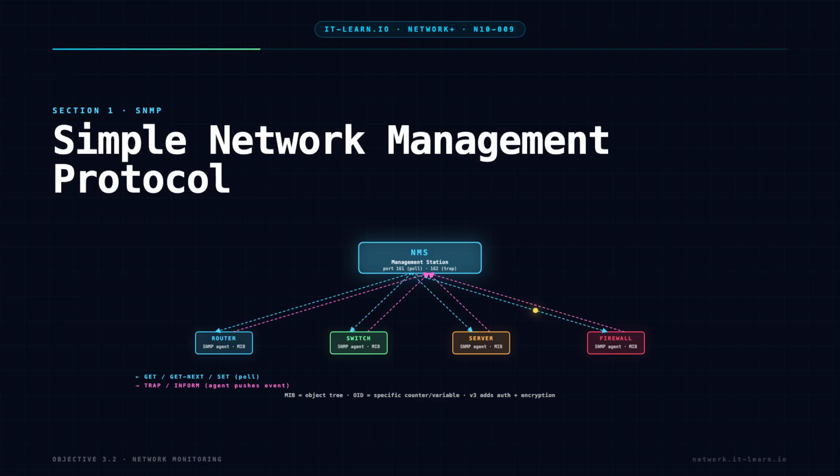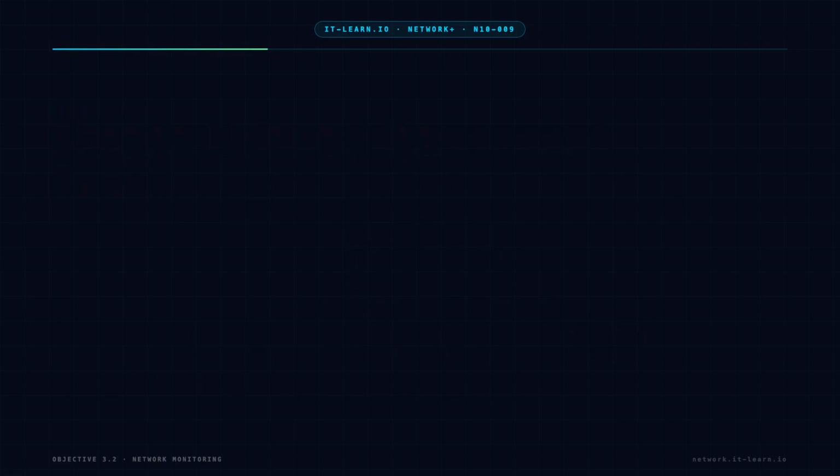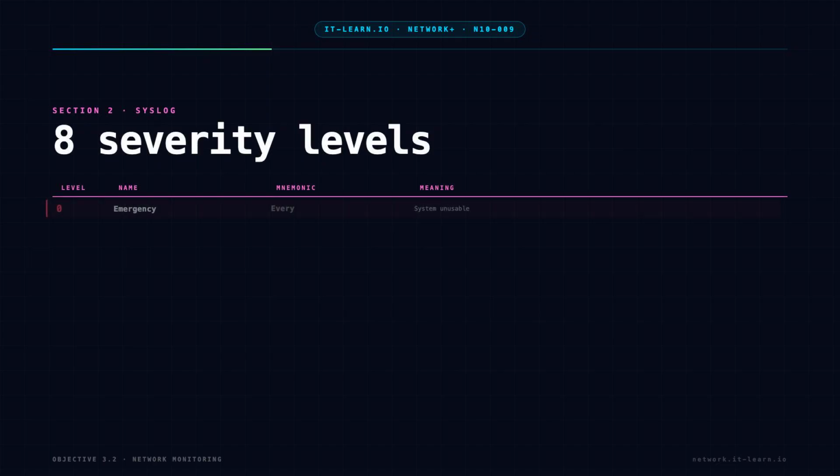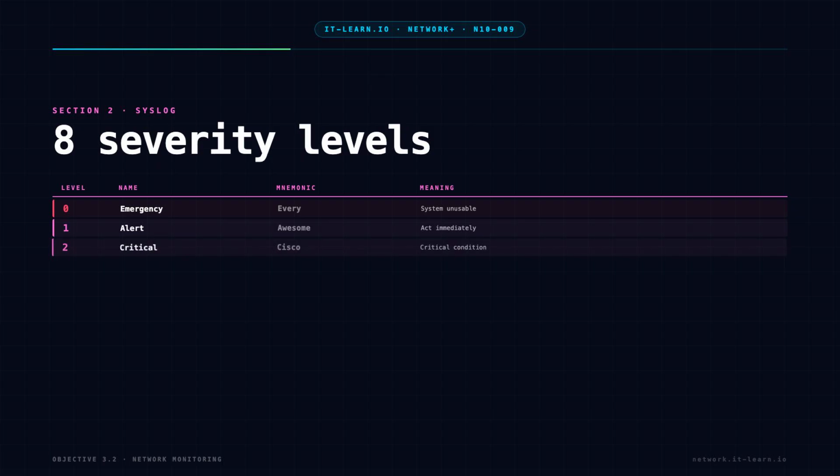Syslog is a standard protocol for collecting and centralizing log messages from network devices. Log messages provide detailed information about events occurring on the network, including errors, warnings, configuration changes, and security events. Syslog uses port 514 and sends messages to a centralized Syslog server. Syslog messages have severity levels from 0 to 7.